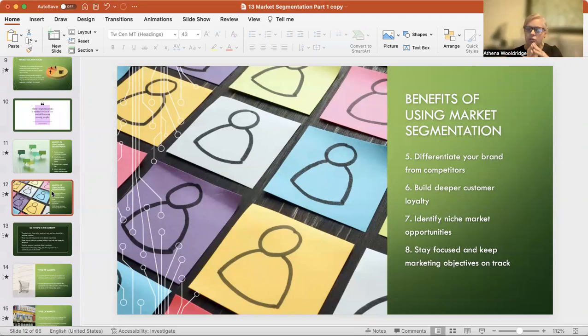Even a place like McDonald's has a point of differentiation. They are fast, they are inexpensive, they are well known, and they are consistent all across the board. So every time I go to McDonald's, wherever I'm at in the world, I know I'm going to get a very consistent French fry. And that's part of their business model. That's part of their differentiation. Through market segmentation, we're able to build deeper customer loyalty because they feel like we're doing something specific for them, right? I know that the brands I use, I feel like they understand me as a customer. And we're able to keep all of our marketing objectives on track.